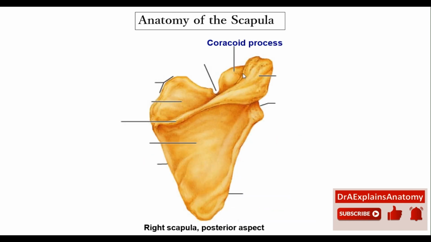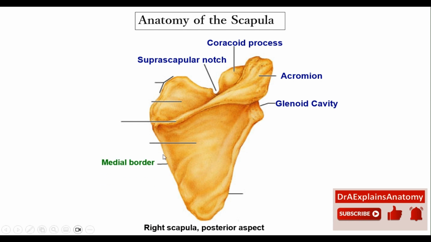Moving to the posterior aspect of the scapula, this right here we can see part of the coracoid process. This right here is the acromion. Now we can see the acromion fully. The acromion is on the posterior aspect of the scapula. This right here is the suprascapular notch. We can see part of the glenoid cavity, which receives the head of the humerus.